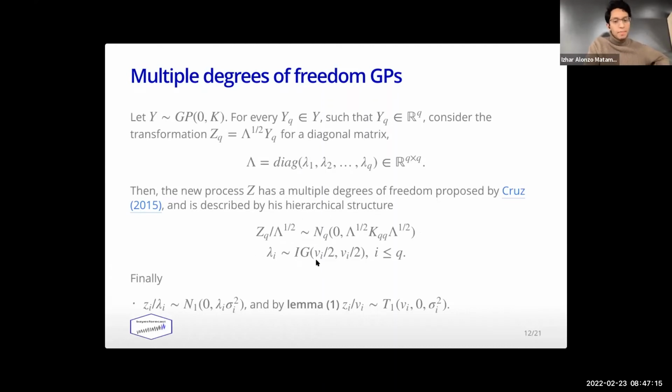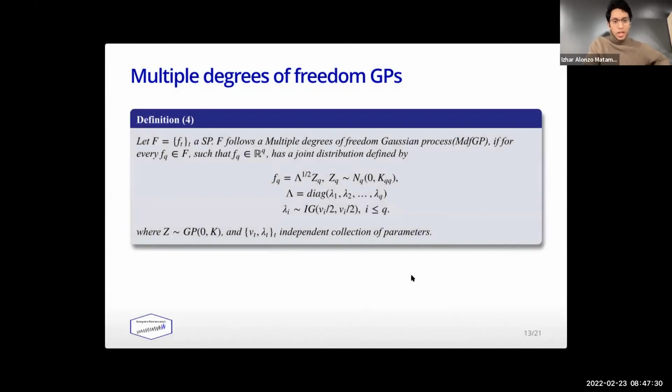And every gamma will have its own degrees of freedom. So now, if we just look at every observation conditioned on lambda, it will have a normal distribution. But if we again apply Lemma 1, every one of these observations will have its own Student's t distribution. So now with this idea of Cruz, we can present the idea of the multiple degrees of freedom Gaussian process.